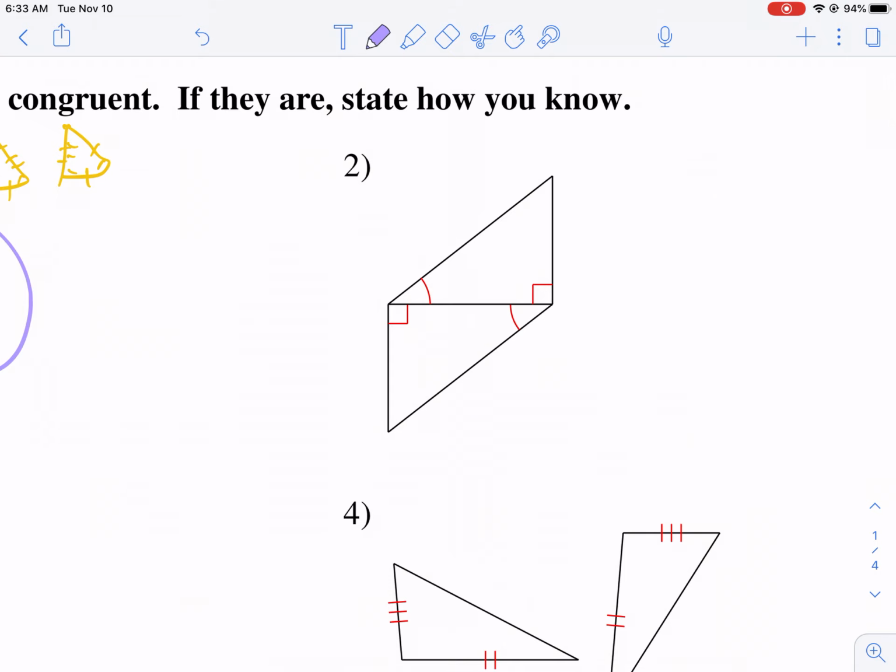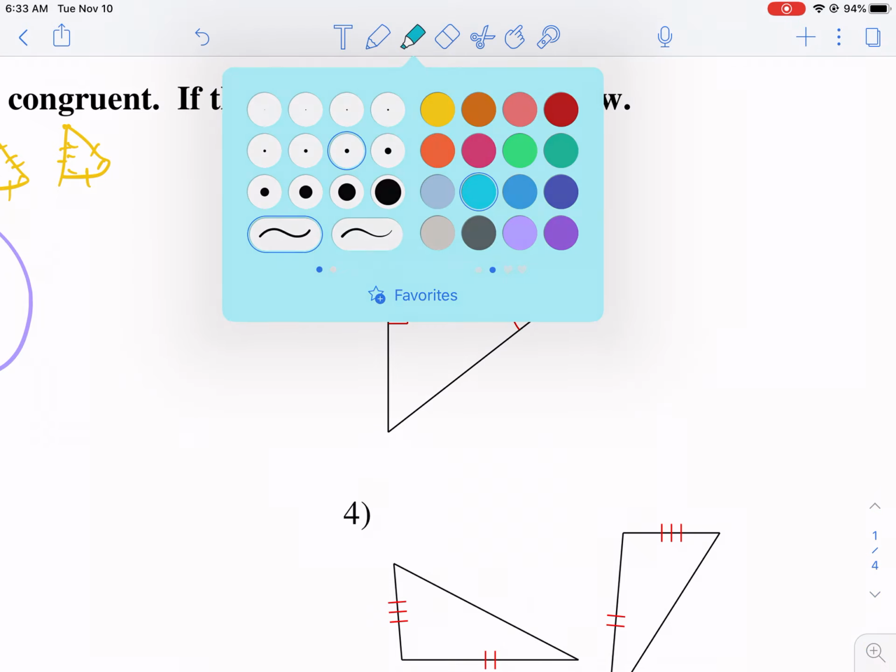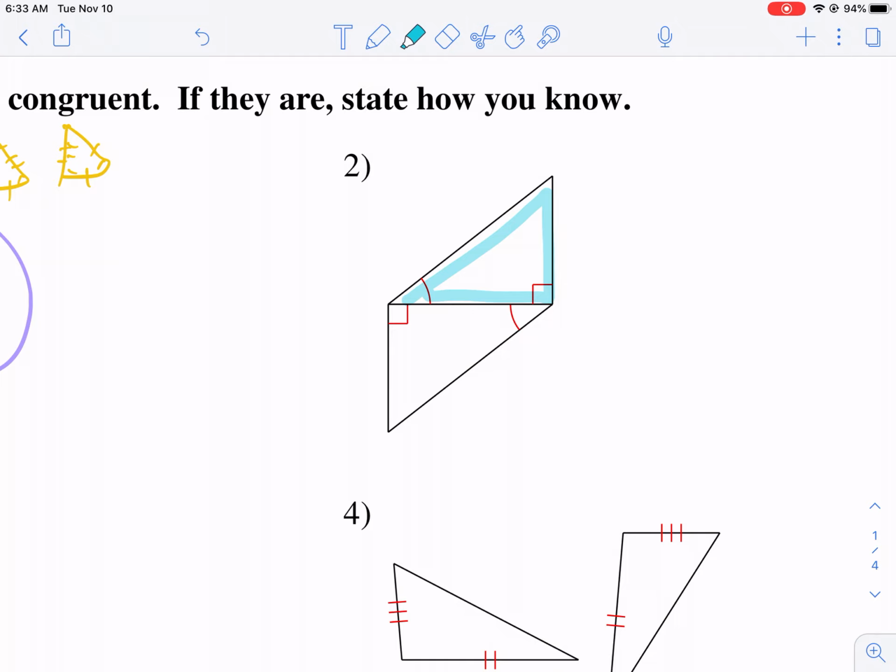Number two. First, let's identify our triangles. We have a blue one and a purple one.